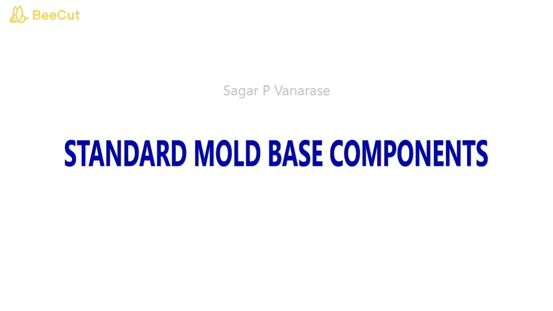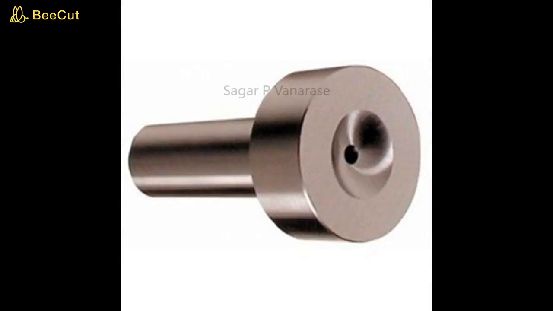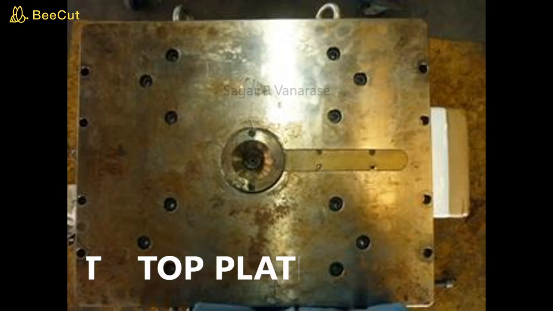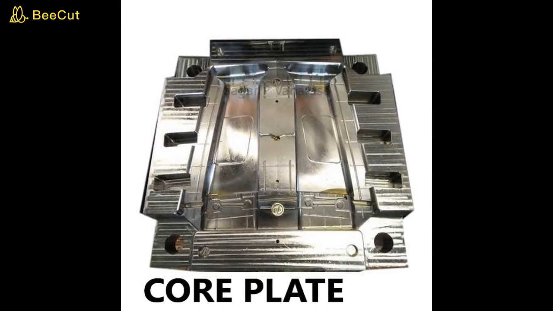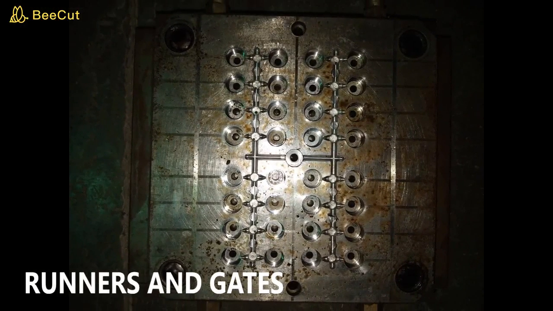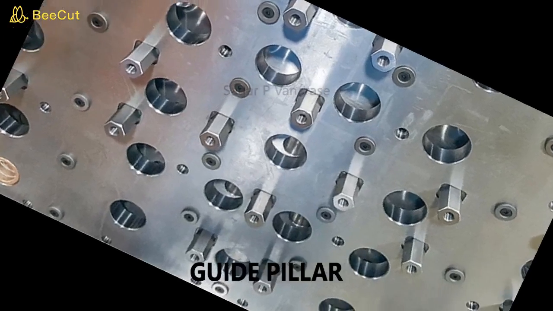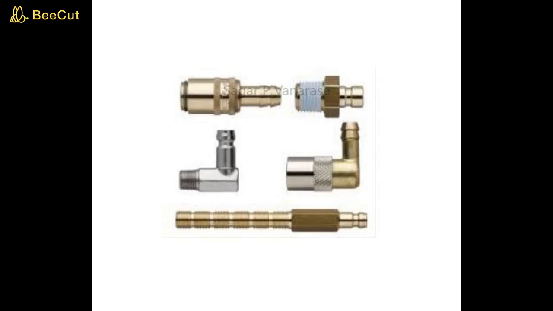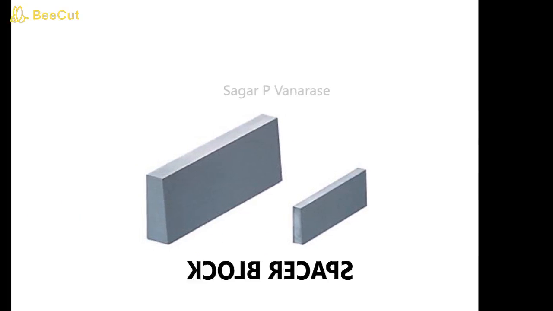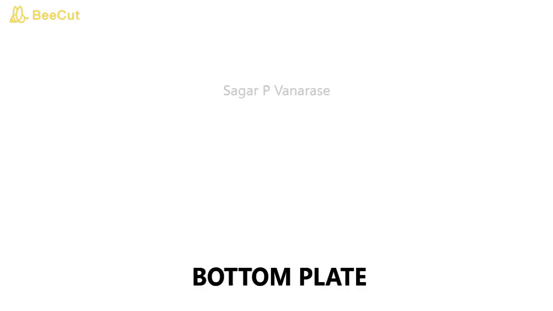Standard mold components. From top to bottom of the standard mold base, the components are locating ring, sprue bush, top plate, core plate, cavity plate, runners and gates, guide bush, guide pillar, ejector back plate, ejector pin, water connectors, spacer block, and bottom plate. Here are some of the standard mold components.